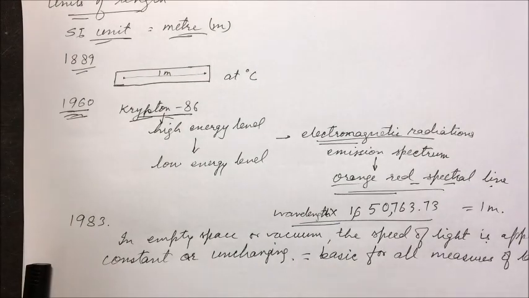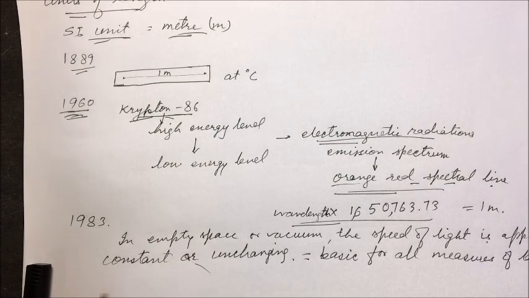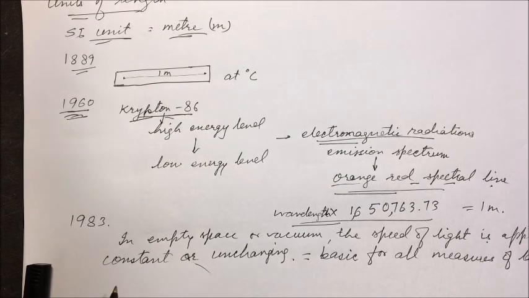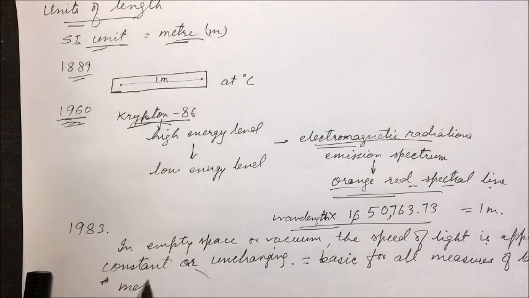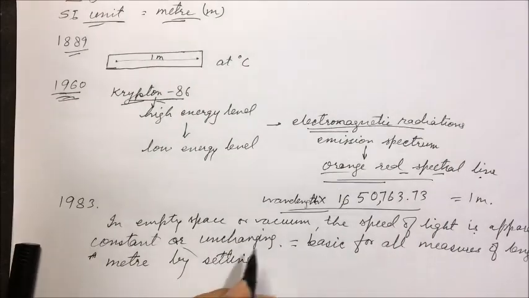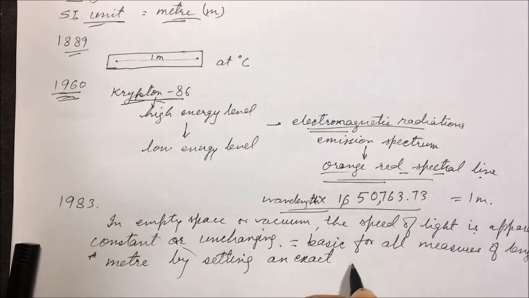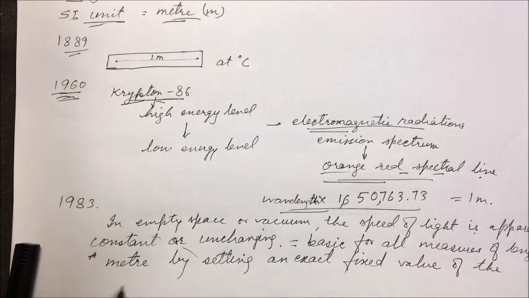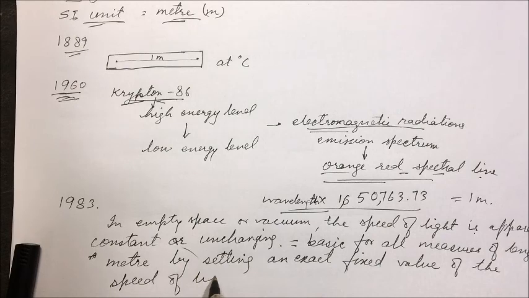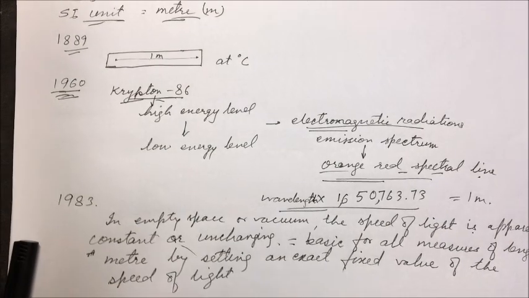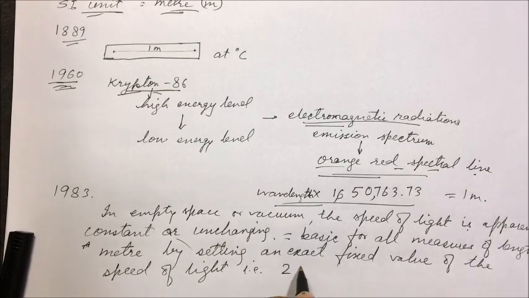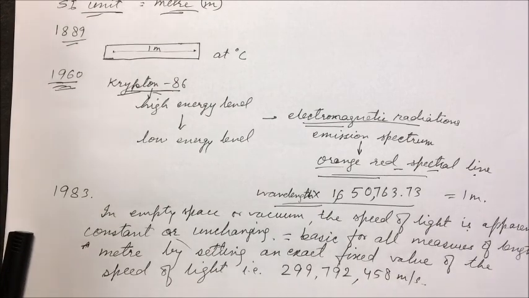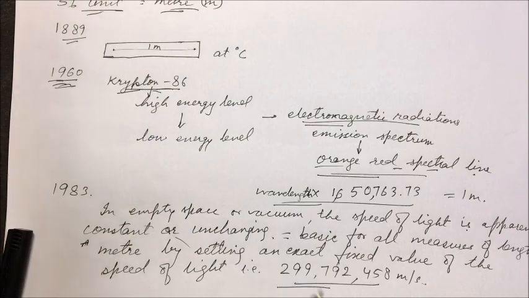So now how was it defined? The CGPM, that is the General Conference on Weights and Measures, defined meter by setting an exact, fixed value of the speed of light, that is 299,792,458 meter per second. So using this exact value we have defined meter.